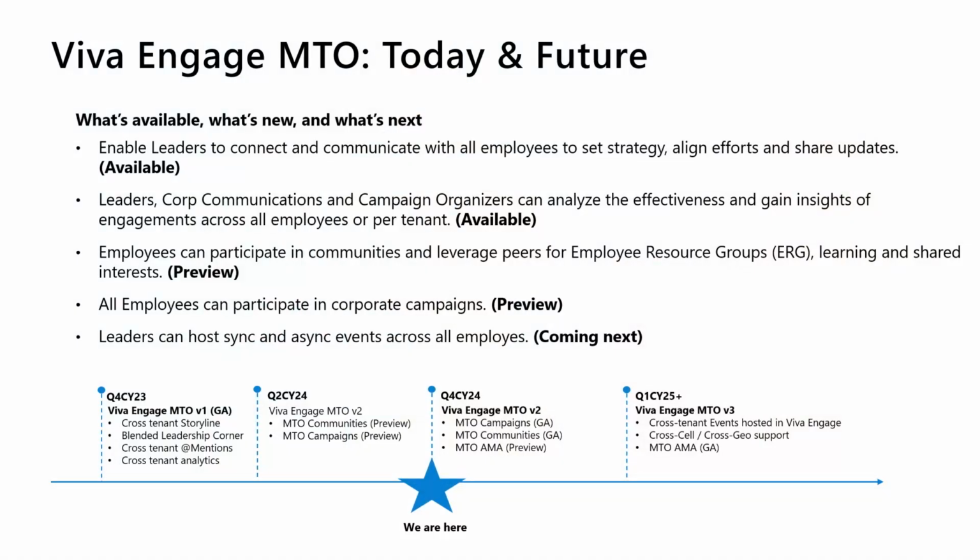And so what we're really trying to do is treat all of these users as first-class citizens, which is pretty neat. Where are we right now? So we shipped multi-tenant organization capabilities. You can create posts. You can create announcements. We have finished building out MTO communities and launched campaigns to preview, which is pretty exciting. So that's in preview right now.